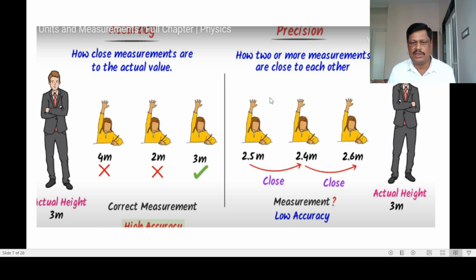In another experiment, the students measured the height of this person as 2.5 meter, 2.4 meter and 2.6 meter. This 2.6 meter is up to the next decimal point, therefore it is more precise than these values. So, precision is how close two or more measurements are to each other. Like that, 2.6 meter is a very precise value compared to the 2.5 and 2.4 meter values.